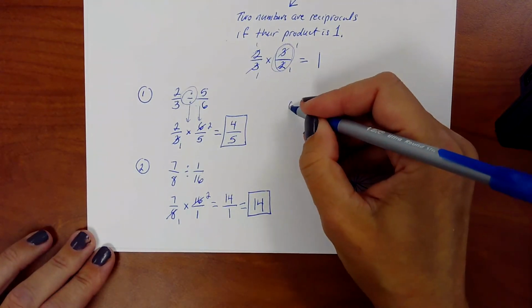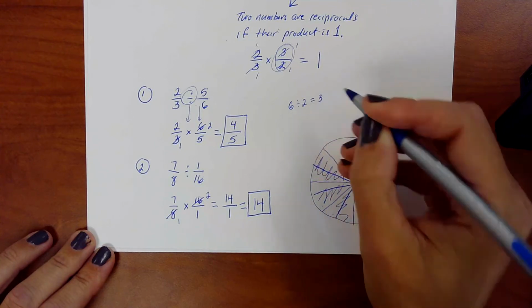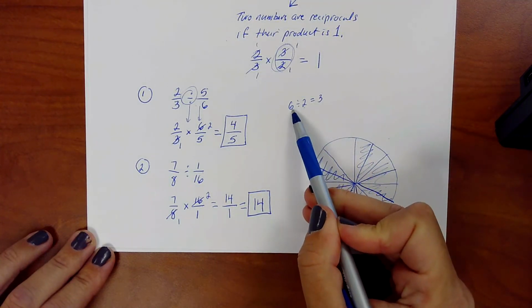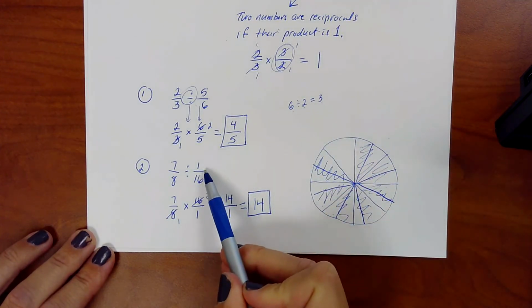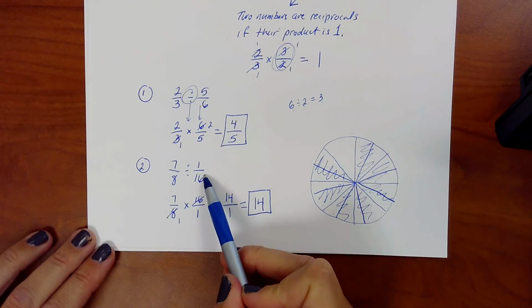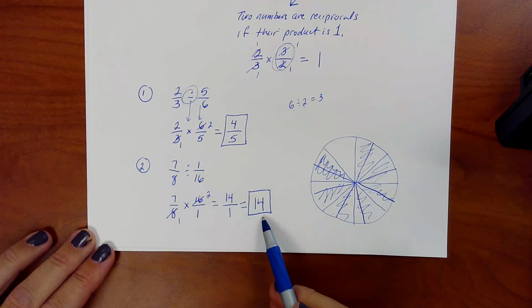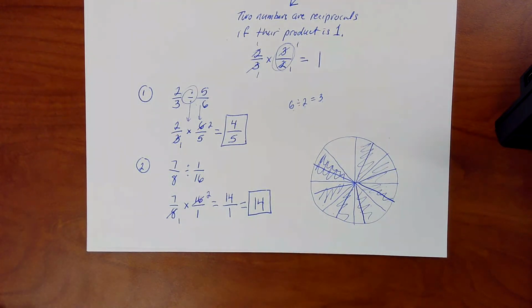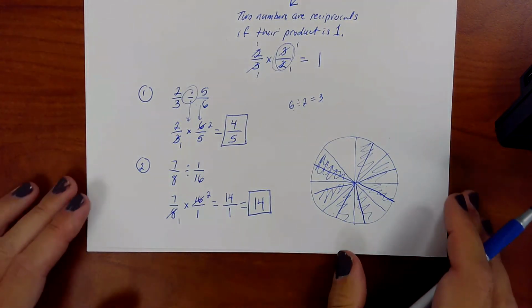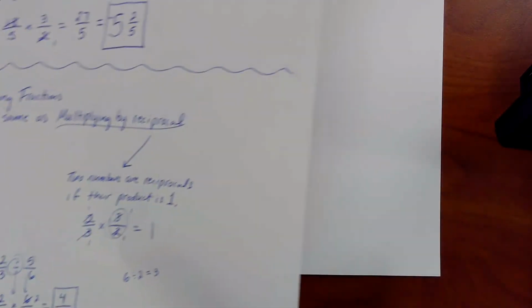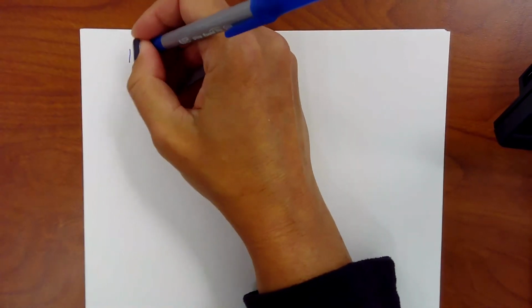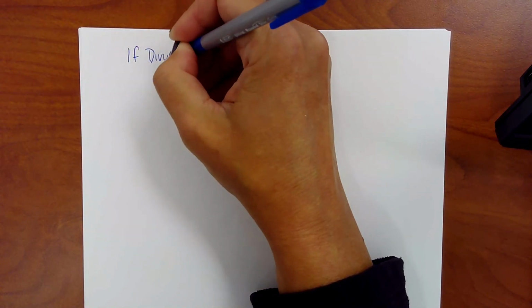All right, look at another example. 6 divided by 2 is 3. That's saying how many 2's fit into 6? 3 of them. This is the same thing. How many 1/16ths, so how many of these little pieces fit in the 7/8? 14 of them. Okay, fun fact.